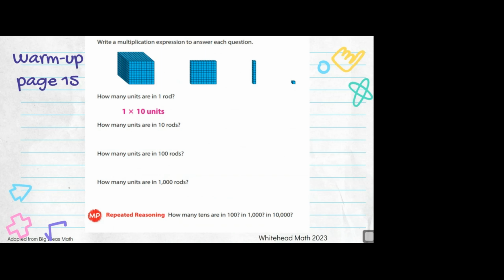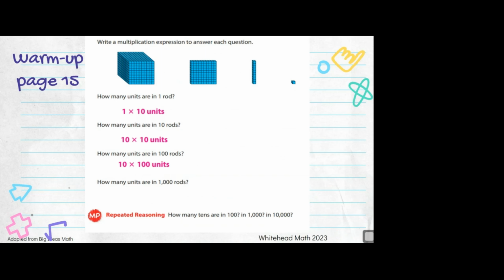Pause the video and do the next ones on your own. Or if you're working with a partner, y'all work together. So if there are 10 units in one rod, how many units are in 10 rods? 10 rods multiplied by 10 units, because 10 times 10 would be 100. How many units are in 100 rods? So remember, if there's 10 units in one rod, I want to know how many are in 100 rods. So you should have written 10 times 100 units.